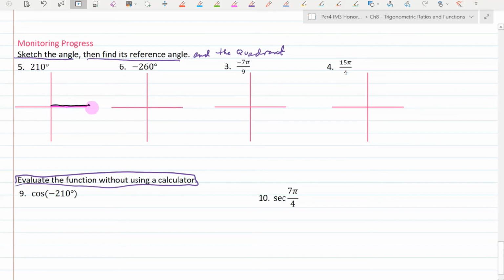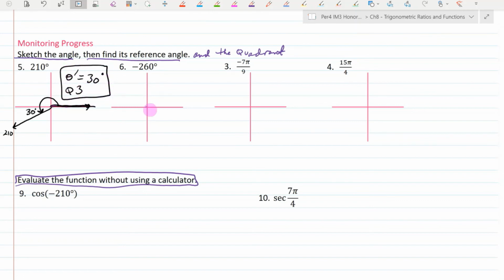So the first one, the angle is 210, so we'll sketch that. The reference angle is 30 degrees. Remember, your angle has to have 3 arrows on it when you sketch it. The reference angle is 30 degrees, and the terminal side of that reference angle is in quadrant 3.